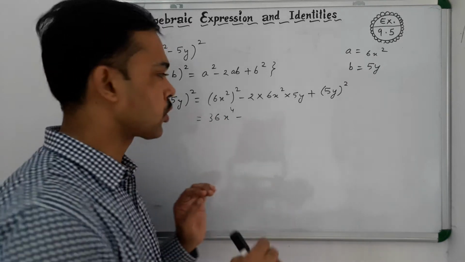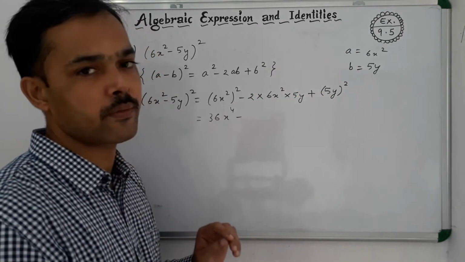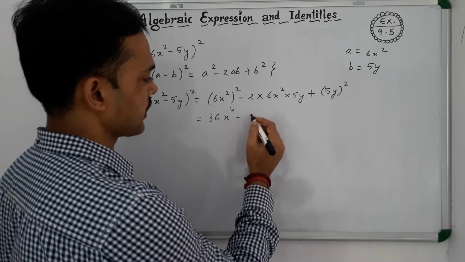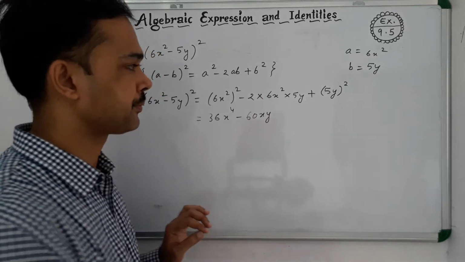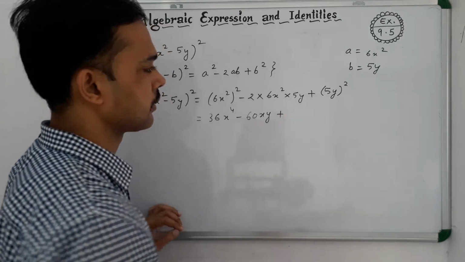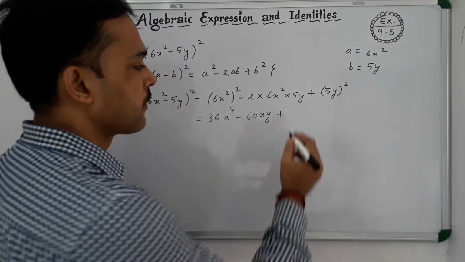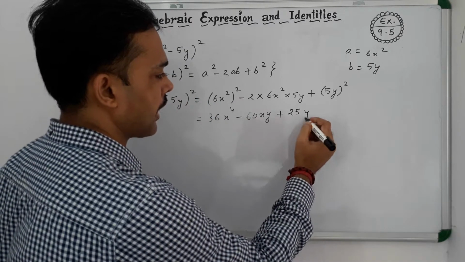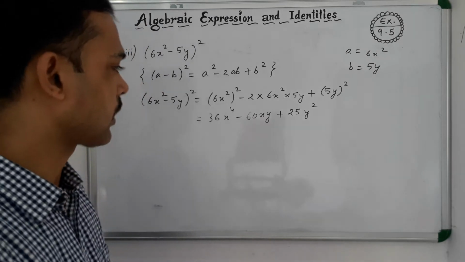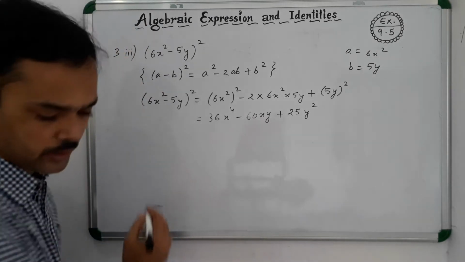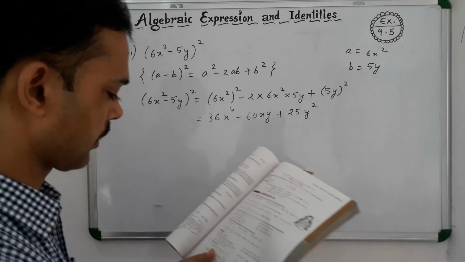Then let's multiply the constants. 6 into 2 is 12 and 12 into 5 is 60. 60 into x² into y will be 60x²y, plus (5y)² means 5y into 5y. 5 into 5 is 25 and y into y is y². So in this way this will be your answer. And after this, now let us move on to question number 3, fifth part.